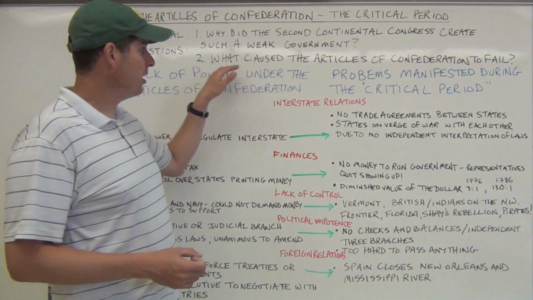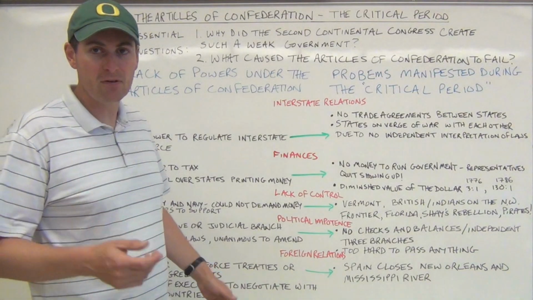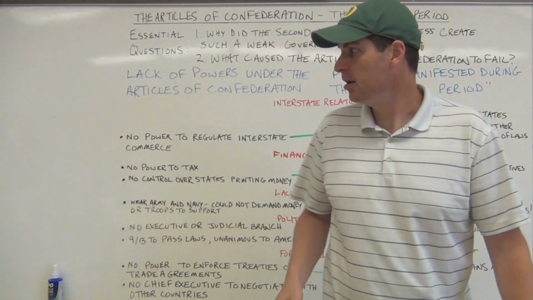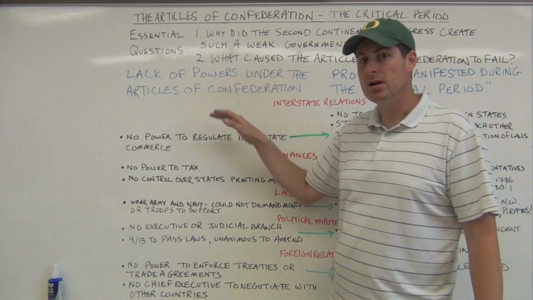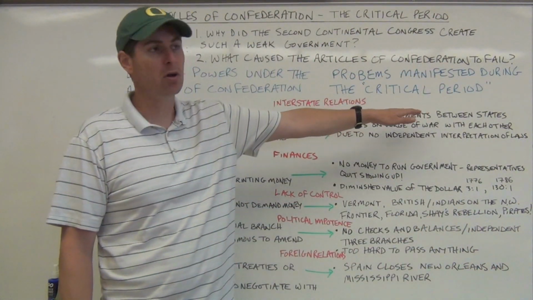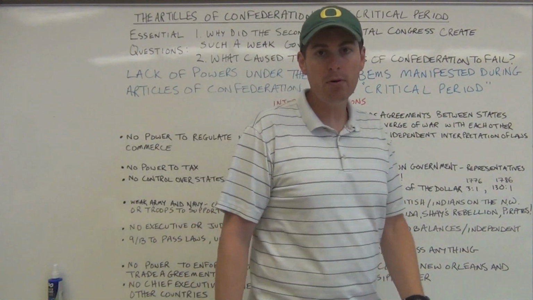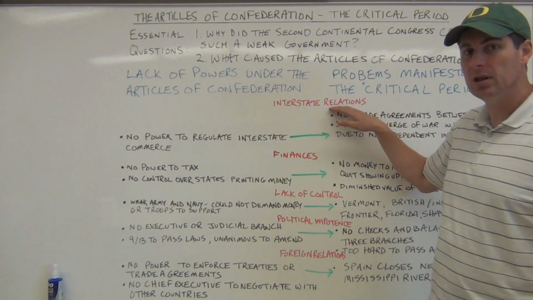All right, to look at our second question, what caused the Articles of Confederation to fail? Well, that's kind of a larger answer, so let's go ahead and look at it. On this side we have lack of powers under the Articles of Confederation, and over here, correspondingly, we have problems manifested during the critical period. So here we go. We have 5 different areas to look at. The first one is going to be interstate relations.